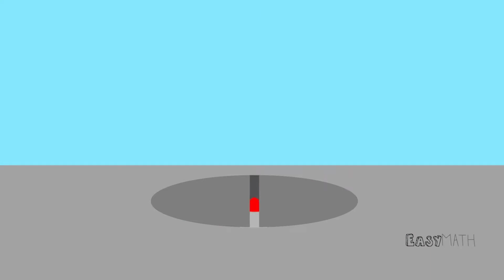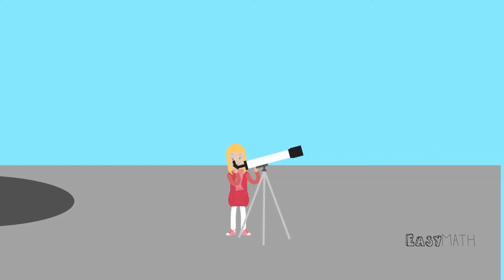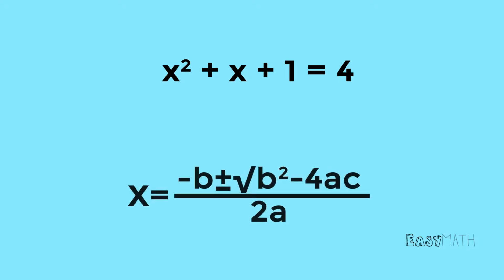Understanding the quadratic equation is helpful for anyone throwing or launching objects, traveling, and even making telescopes. What is the quadratic equation? How do we use it? And why do we care? This is what the quadratic equation looks like, and here is a quadratic formula.